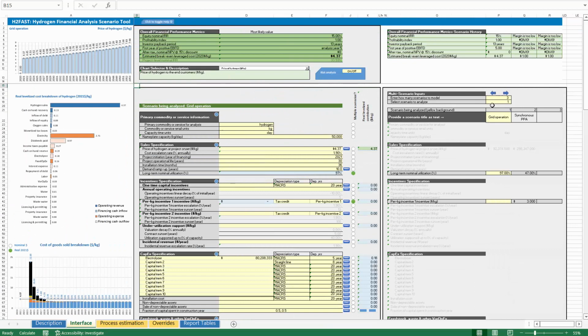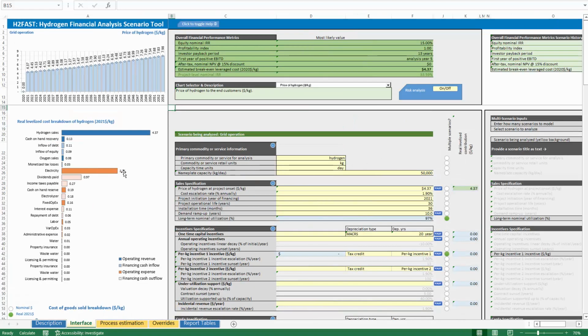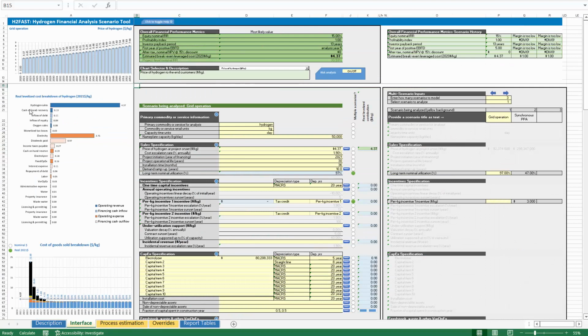So now, if we select scenario 1, we'll see that hydrogen, you can sell it for $4.37. Electricity happens to be $2.75 per kilogram. And you'll see all the other cash flows, how they're normalized. You'll see your oxygen sales are worth 8 cents, and cash on hand recovery is also reflected as you get your operating reserve recovered at the end of the project. You'll see positive cash flows, also negative cash flows, be that operating expenses or financing cash flows. They're all going to be displayed here.